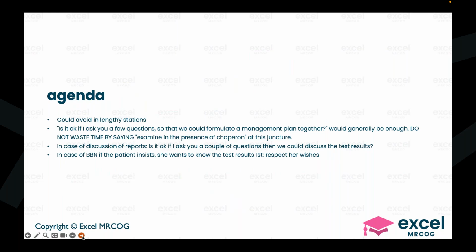If she then says, no, no, no, I want to discuss the report now, then that's fine. Then you say, okay, all right, I would be discussing the report now, and then you discuss the report. So respect her wishes if she insists on having the reports discussed in the beginning.